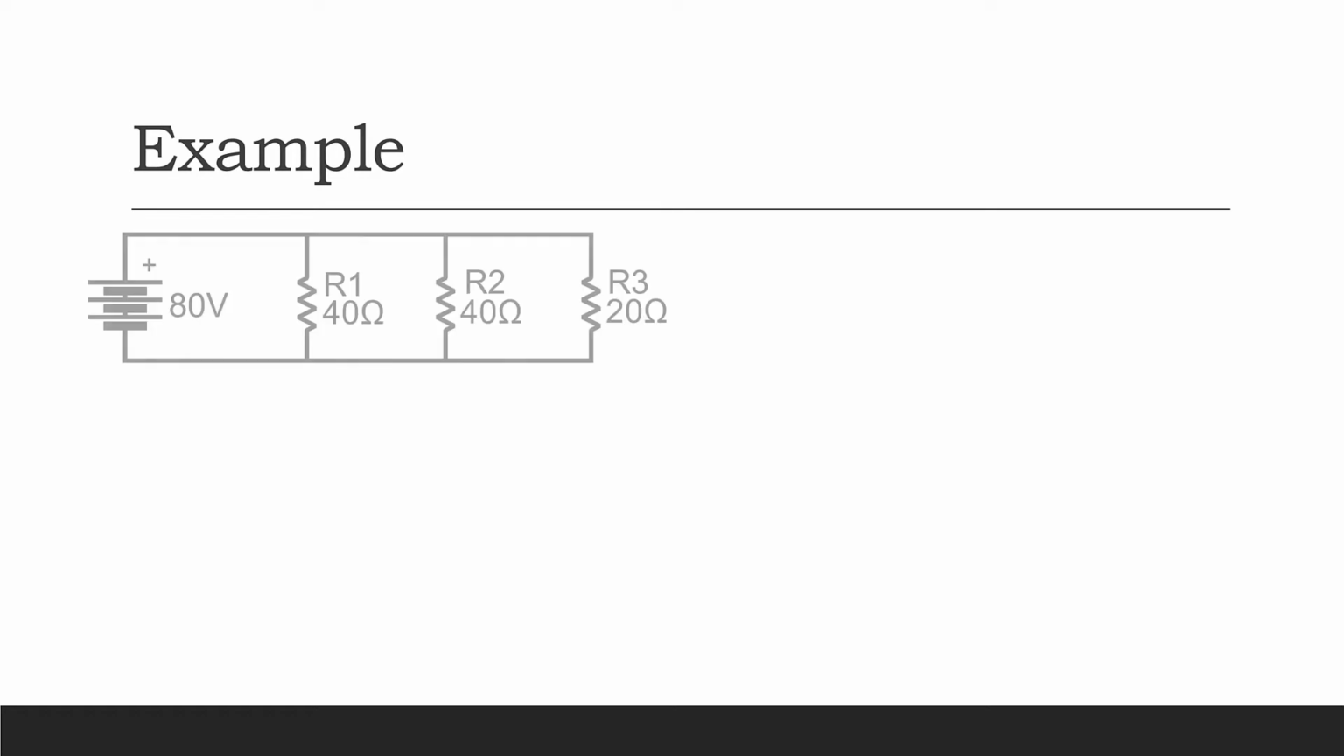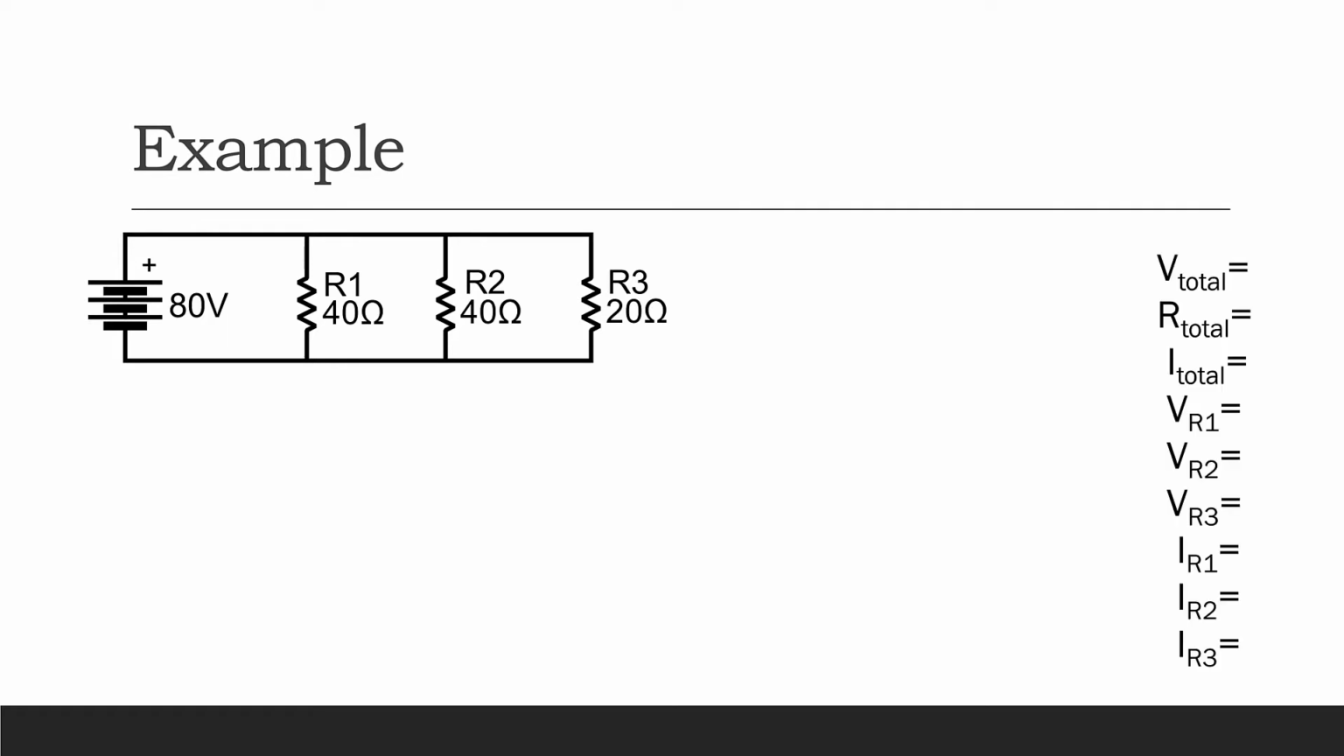Suppose we have a circuit that looks like this. We have an 80 volt power supply, two 40 ohm resistors, and one 20 ohm resistor, all in parallel. Suppose we wanted to find all of these quantities for this circuit: the total voltage, the total resistance, the total current, and then the voltage and current for each resistor. Before we get started, let's see if there are any of these quantities that we can write down without having to do any math.